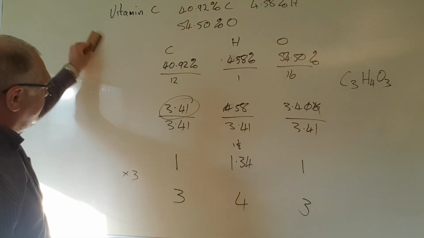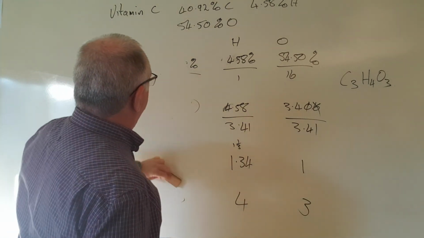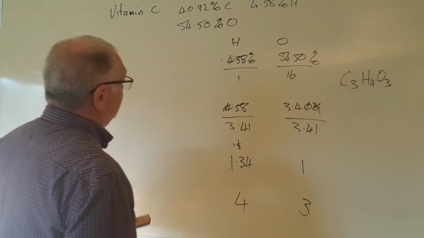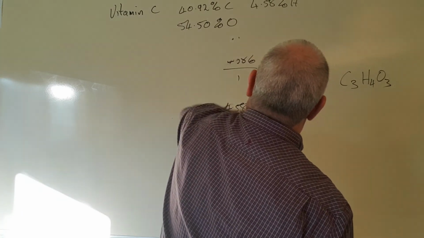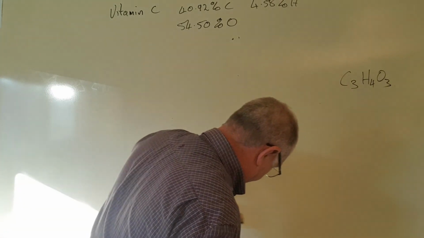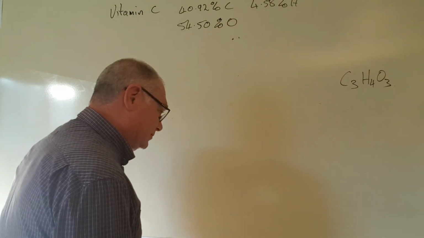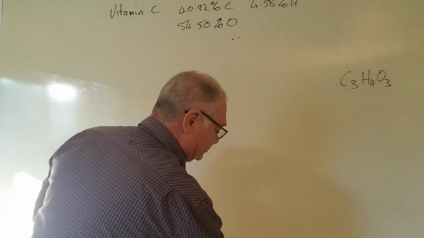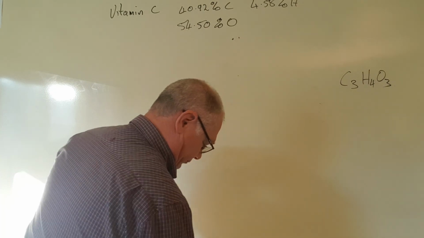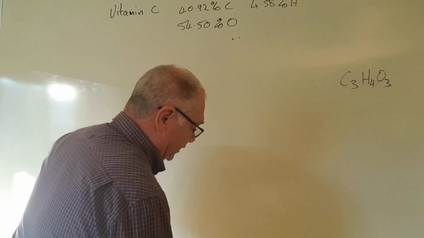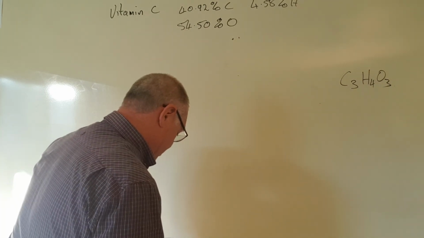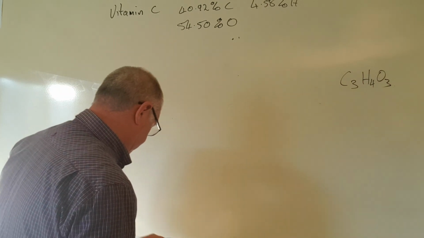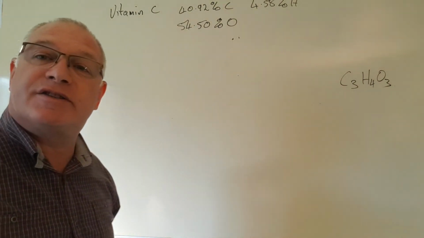Now, in the next part, we're told that the molecular mass of vitamin C, we're actually given the number for that, and we can work out the multiplier. And I'm going to stop us there.